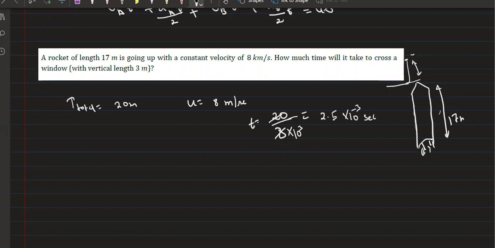Got it, everyone? Tell me, because it's a rocket, it makes sense that it should be this fast. Got this? Yes or no? Right, everyone? Okay. So I hope all of you understood the basic concepts of relative motion.